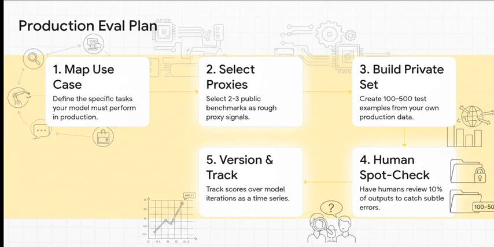Step 4. You need a human in the loop. Have a person spot check the outputs to catch all those subtle mistakes an automated system would miss. And finally, Step 5. Treat your evaluation like a product. Keep track of it, version it, and improve it over time.